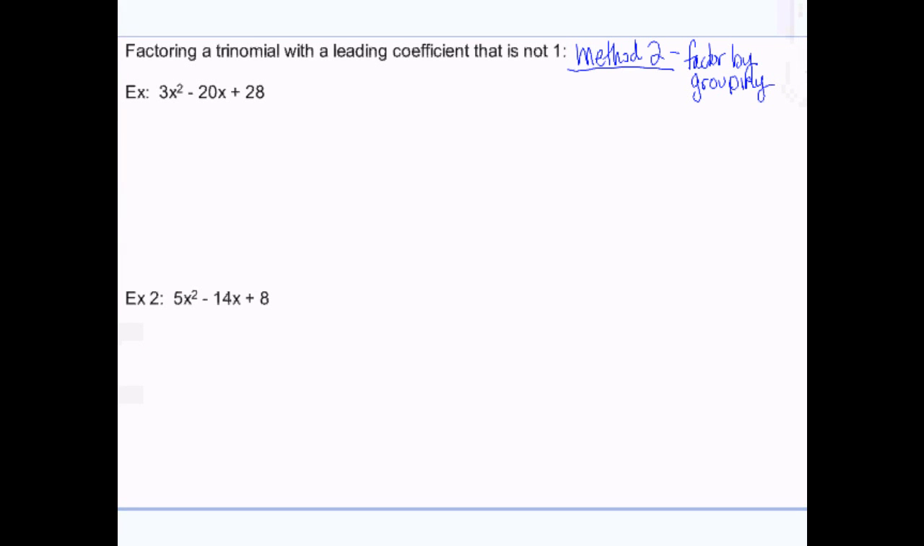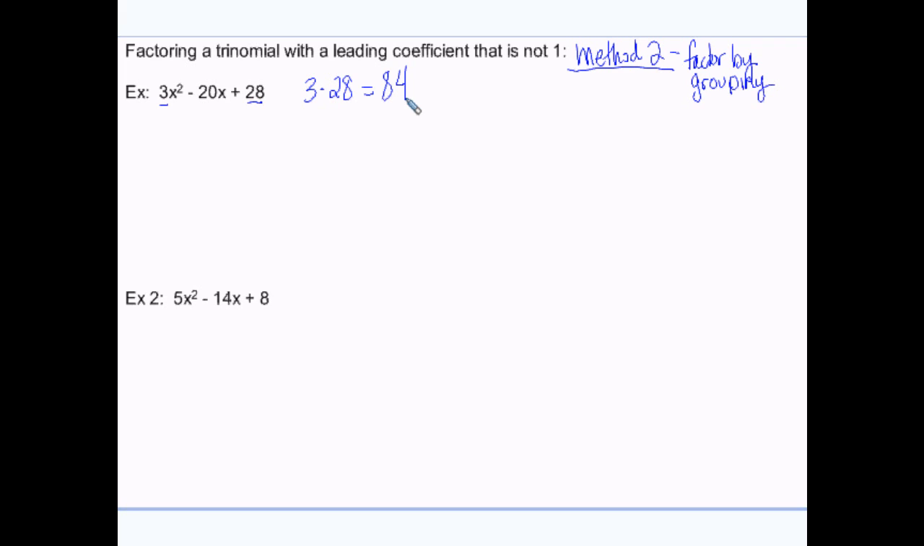So to do these exact same problems in the other way, method 2, which revolves around factoring by grouping, the first thing I have to do is take 3 and 28 and then multiply them together. And I didn't memorize my 28s. Did anybody memorize your 28s? No? Four, 7. Okay. I think that's it. 4, 7.